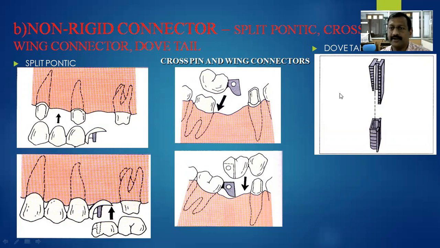Last one is the dovetail connector. Here again, there are two parts, a male part and a female part. The male part will be fixed in a retainer and the female part will be fixed in a pontic. The male part and the female part will slide into each other so that we will be able to cement the prostheses.